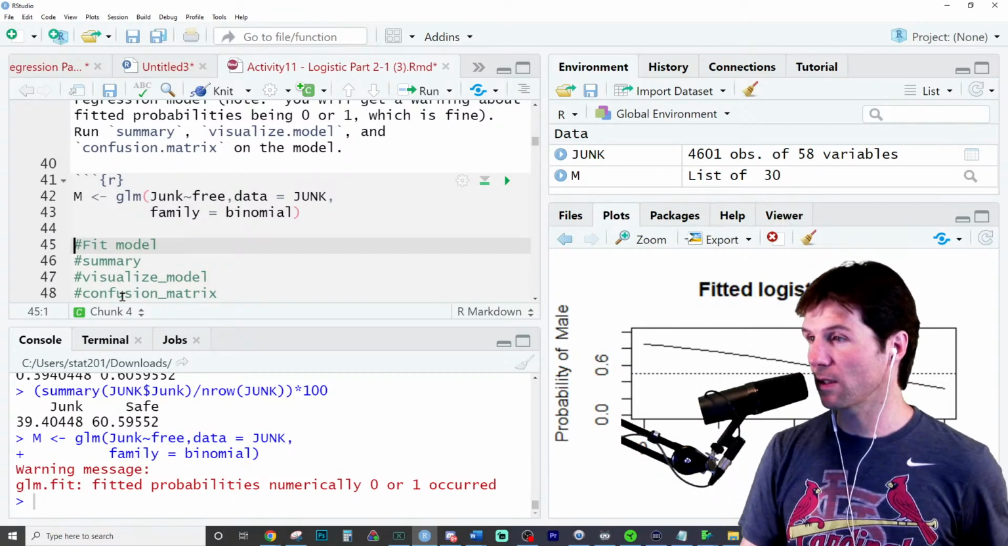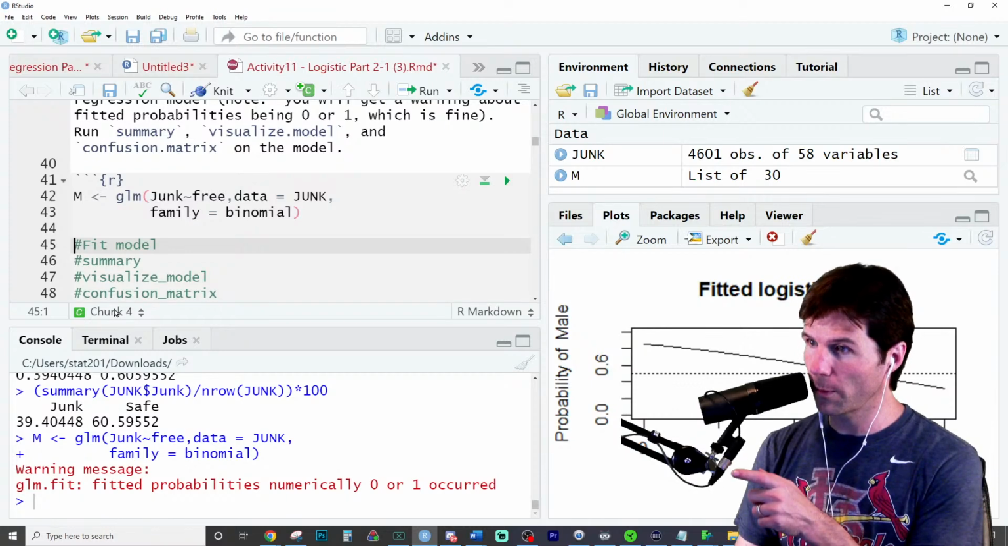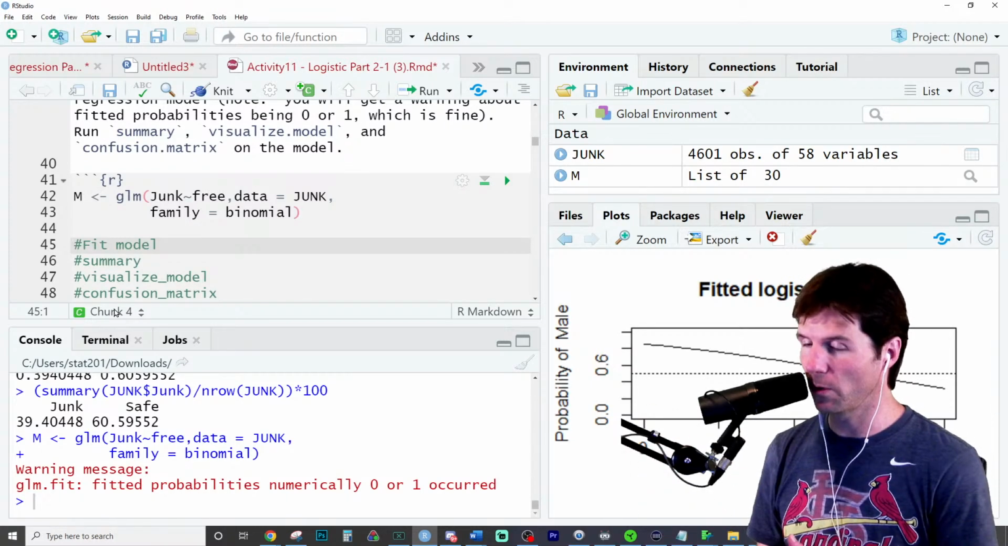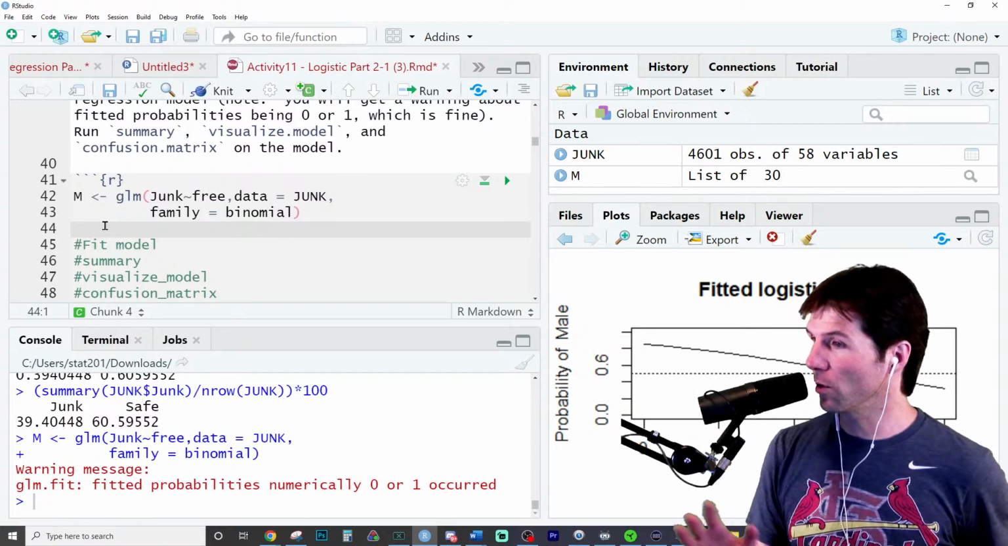Well, that's fine. It's telling me a warning because it's logistic. It's saying, hey, did you know I used some 0-1 probabilities? And I say, well, that's what I wanted you to do. Warnings are fine. It's just trying to alert you to things. No big deal.